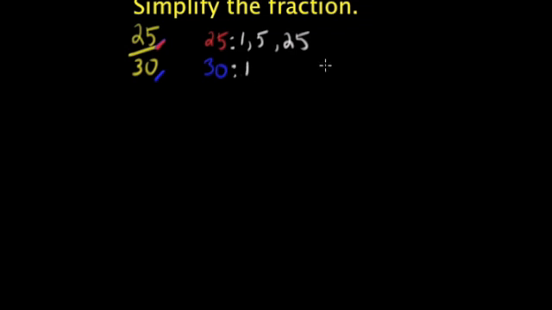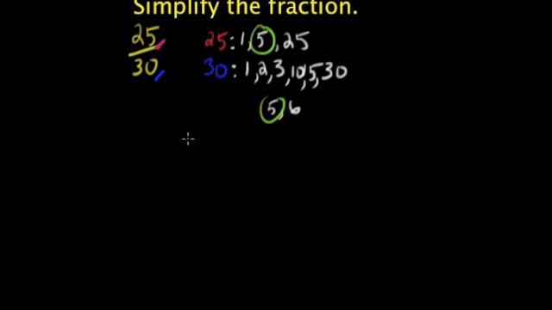Factors for 30 are going to be 1 and 30. Then we're going to have 2 and 15. Then we're going to have 3 and 10. And then I ran out of room there, so I think I have 5 and 6 also are factors of 30. So I'm going to go ahead and change color, and I think I see a greatest common factor here, 5 and 5. So 25 and 30 have a greatest common factor of 5.